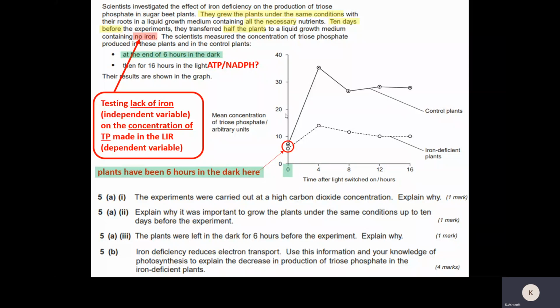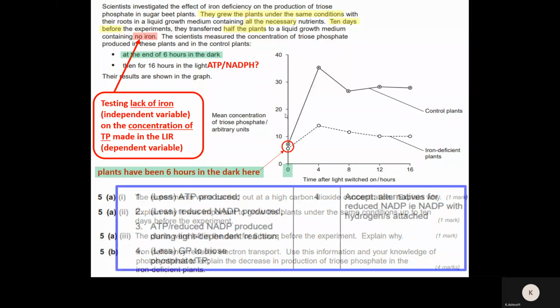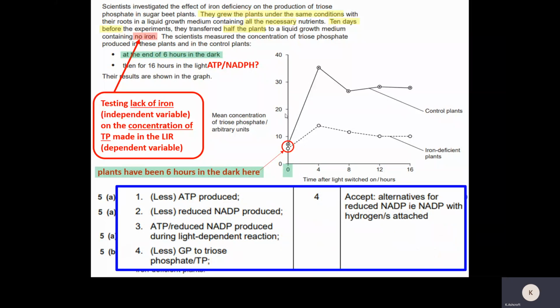So we're going to link the light-dependent reaction with the light-independent reaction. If there's less electrons being able to move through the thylakoid membrane, through the electron carriers, the electron transport chain, there's less ATP produced by photophosphorylation. There's less NADPH being produced at the end of the electron transport chain in the thylakoid membrane. So we should really use the word less in both answers.